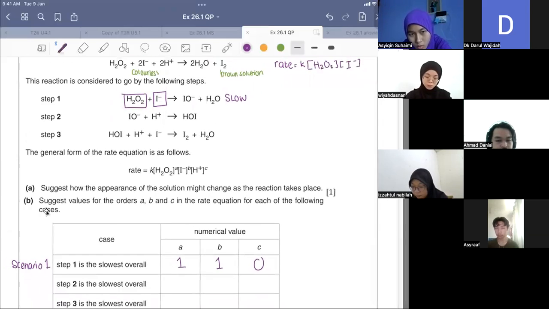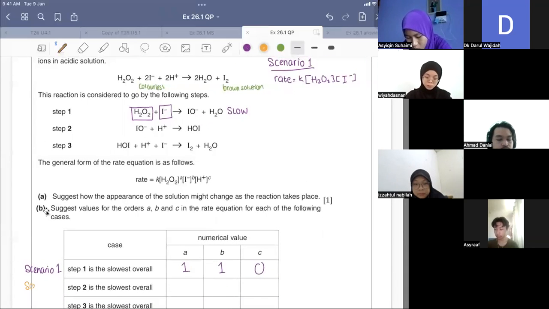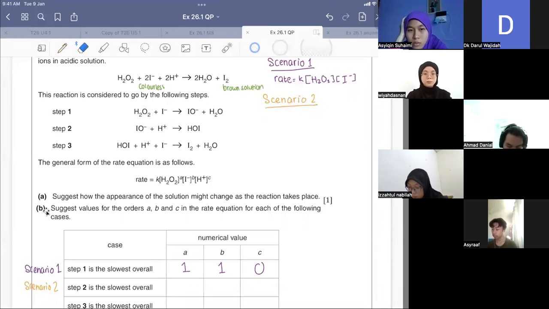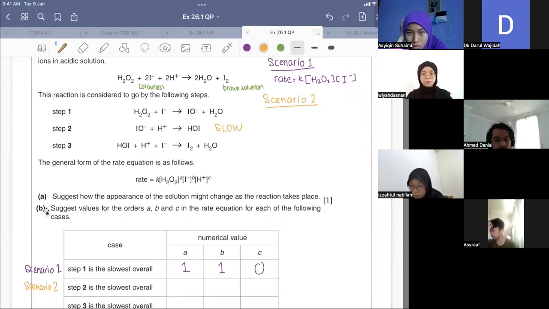Next is scenario two. So scenario two is now, so I will erase everything. Scenario two, step two is now the slow step. So step one and step three are fast. In a mechanism, there can only be one step which is the slowest step. The others will be fast. So there's only one step in a mechanism that can be a rate determining step. So this time, step two is my slow step. This is for scenario two, a completely different scenario, and I forget about my scenario one just now.